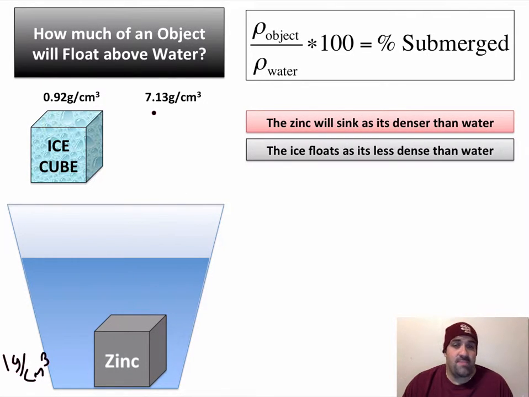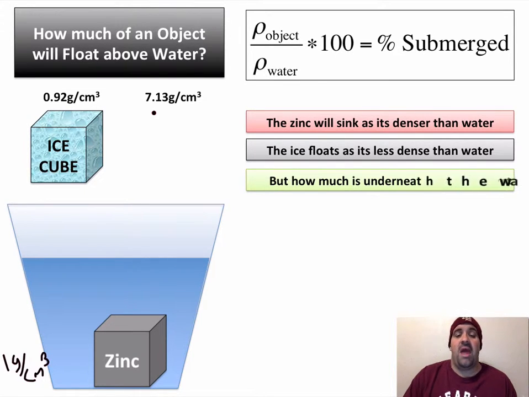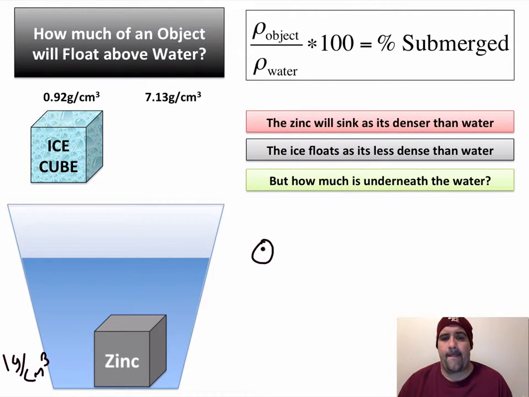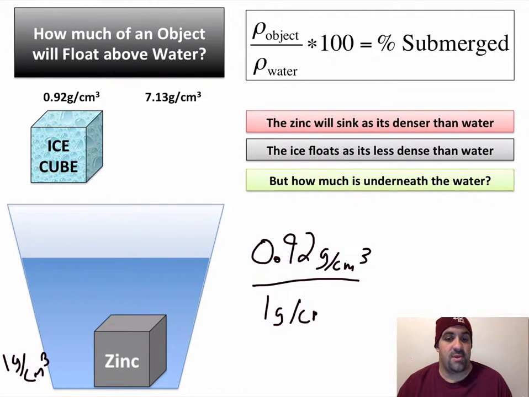The ice floats because why? Well, the ice is less dense than the water. Its density is less than 1, so the ice is going to float. How much of the ice will be underneath the water? That's what we want to calculate. If we take the density of the object, which is 0.92 grams per centimeter cubed, and divide it by the density of water, which is 1 gram per centimeter cubed, conveniently any number divided by 1 is itself. So this is going to equal 0.92.